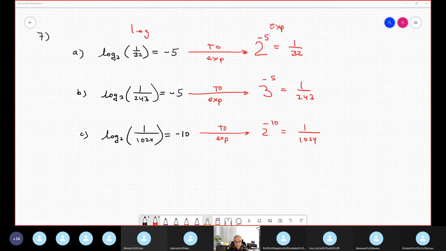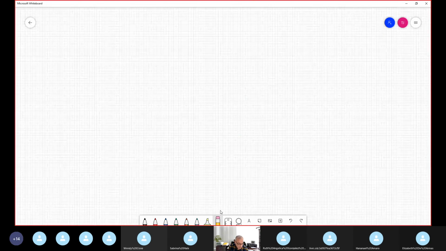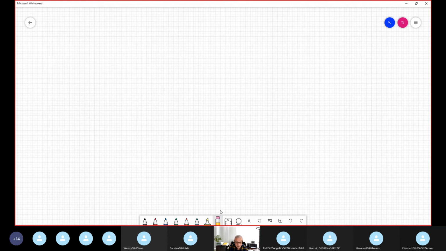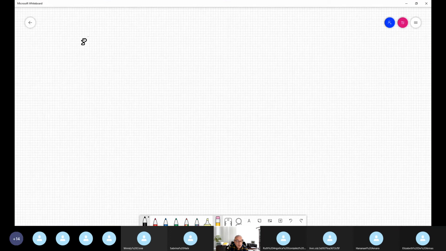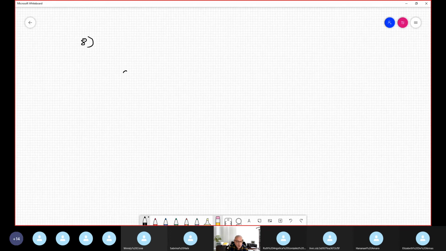Okay, now let's do it in the opposite direction. In the opposite direction, I give you the exponential and we convert to the logarithmic form. Now question 8 is convert. So we have ABC again, but we have a logarithmic statement, exponential statement, sorry. This is my first.